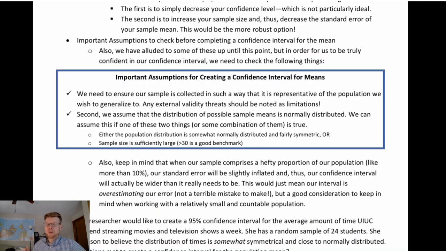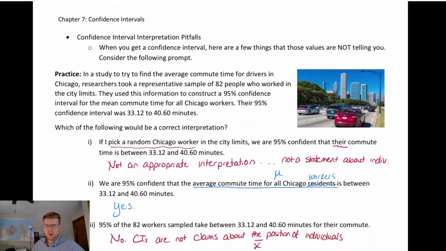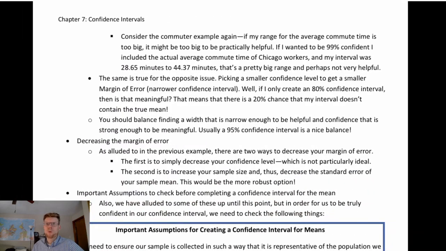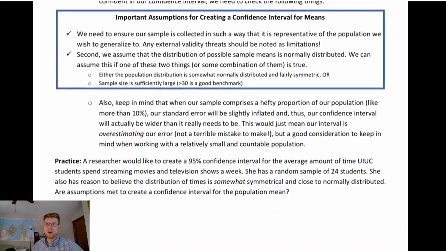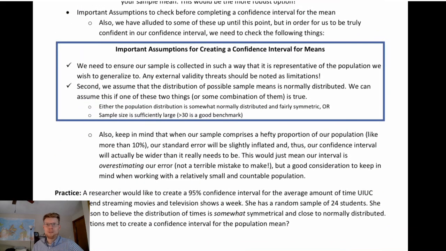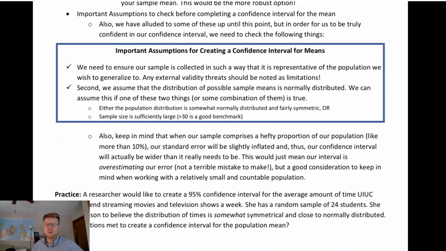Second goes back to the previous chapter, and that is that we're assuming, so we're doing what's called a parametric method, a confidence interval using parametric methods. That means that we're assuming the distribution of possible sample means follows a normal distribution. We're using normal distribution properties to approximate where our sample mean is located and what that distribution of sample means looks like. So that's an assumption that won't always be true.